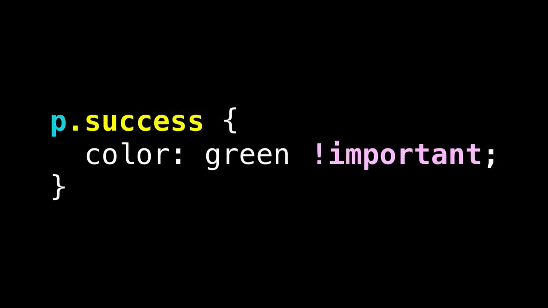So this selector here weighs 11, 1 for the paragraph, and then 10 for the class success. And of course, we have the silver bullet, which is the important flag. So once a declaration is flagged as important, it overrides and outweighs anything else. So I don't know if you guys have used important before. I have done it, and I shouldn't have done it, but yeah, that's something that you can use.